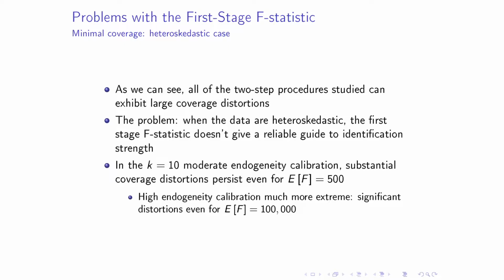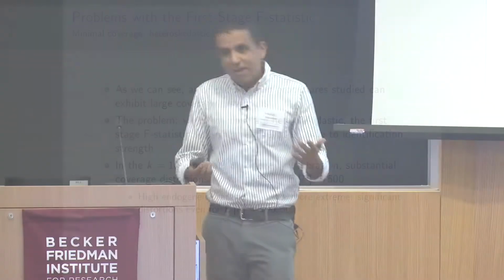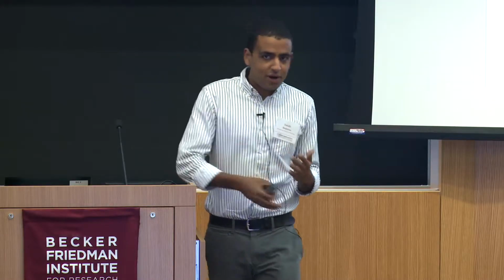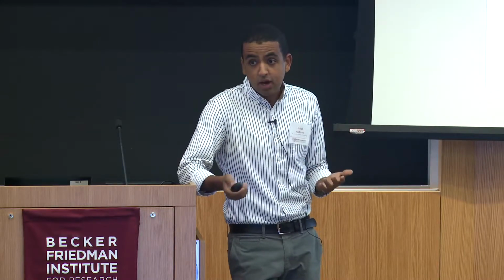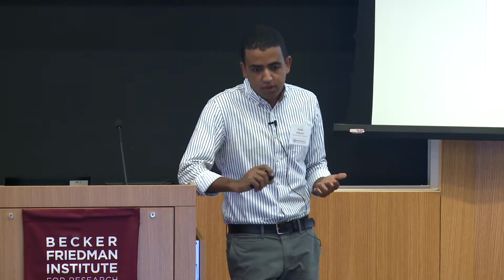If I allow for a very high degree of endogeneity, things are even more extreme. And I can have large distortions even when the mean of the first stage F is 100,000. So hopefully I've convinced you that if we're going to think about allowing heteroskedastic errors, the first stage F statistic isn't a reliable way to go, so an alternative is needed.